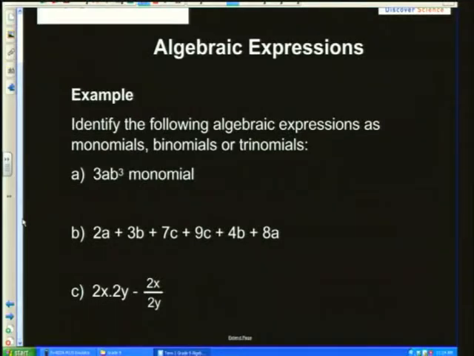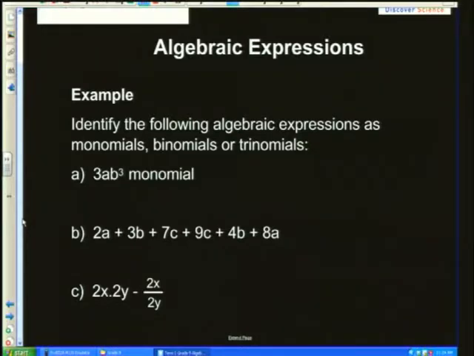Identify the following algebraic expressions as monomials, binomials, and trinomials. Okay, the first one is a monomial. There's just one term. So that one's easy to identify. Let's look at the second one.